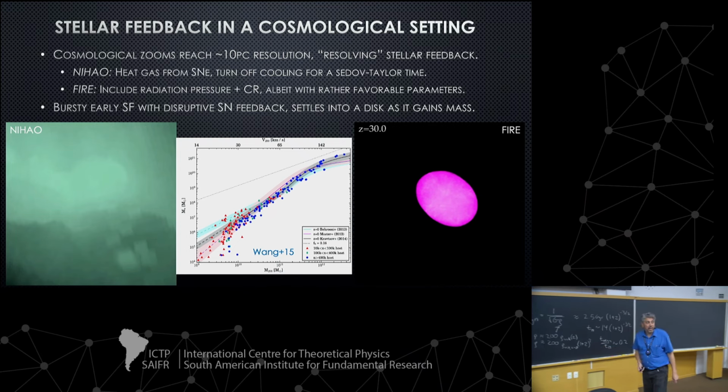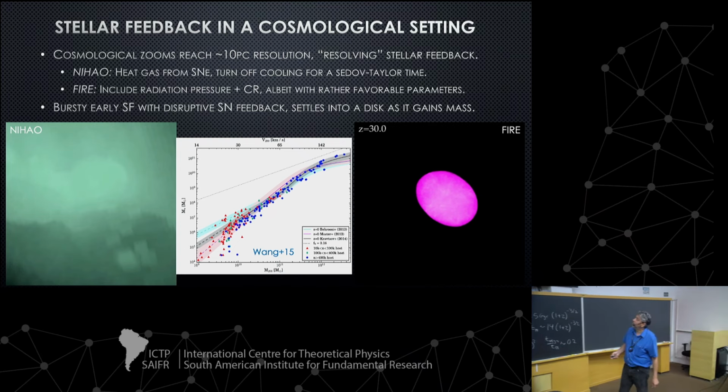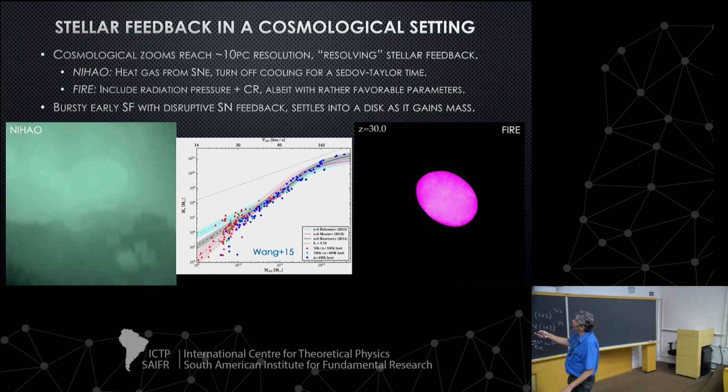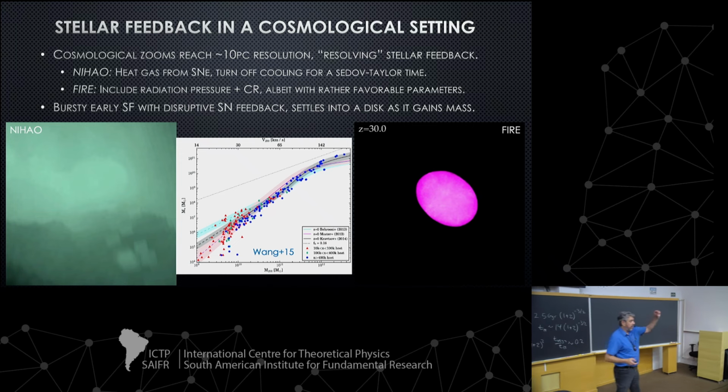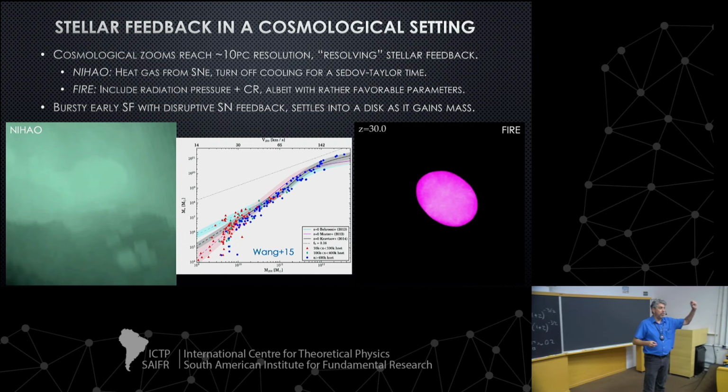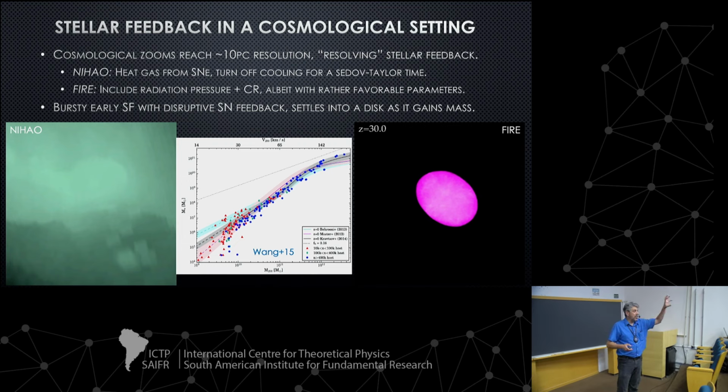This is called the Nihao simulation, which basically finds a supernova. Each supernova goes off and heats the gas surrounding it. But if you just let the code do its thing, all that heat, because the gas is so dense, would immediately radiate away and wouldn't build up any pressure.